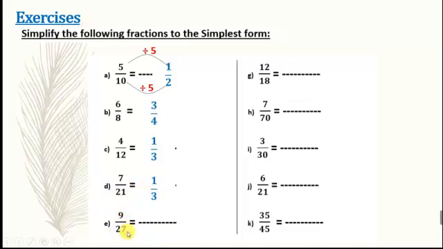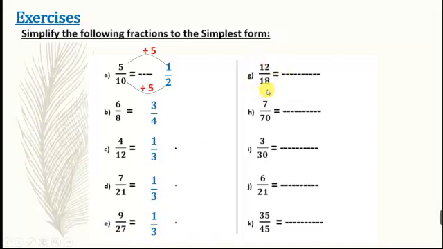Now 9 and 27, I can divide by 3, because both of them are in table 3. Okay, let's see. Can I divide by 9? 9 divided by 9 equals 1 and 27 divided by 9 equals 3. So we got 1/3 also.